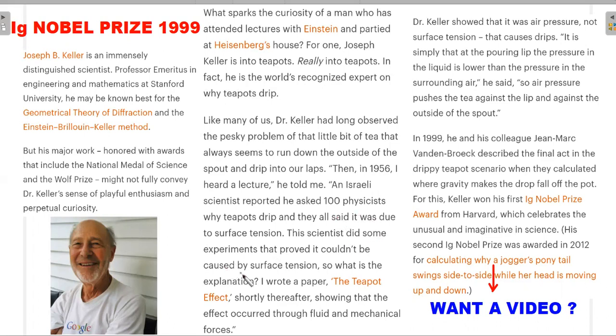Okay, so this guy is quite a different person, right? One particular scientist wrote about him. So if you have time and interest, you can either Google him or read these 3 paragraphs about him. There's another Ig Nobel Prize he won in 2012 about why a jogger's ponytail swings side to side while her head is moving up and down. So this is almost a double pendulum effect.